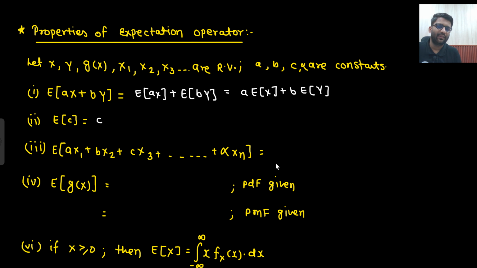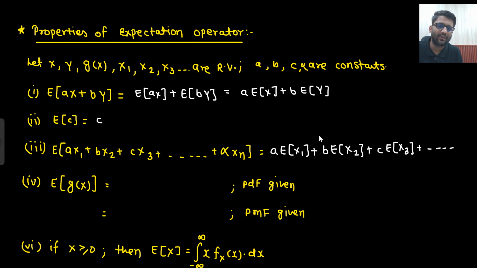What do you think? How will you break it? So here as well, randomness is there in x1, x2, x3, xn. So what you will do? a into expectation of x1, because with respect to plus, the expectation operator can be broken. So a expectation of x1 plus b expectation of x2 plus c expectation of x3. This kind of answer we will be getting, because a is a constant, it can come out, b is a constant, it can come out, c is a constant, it can come out. So very simple thing, very straightforward, nothing difficult is there.